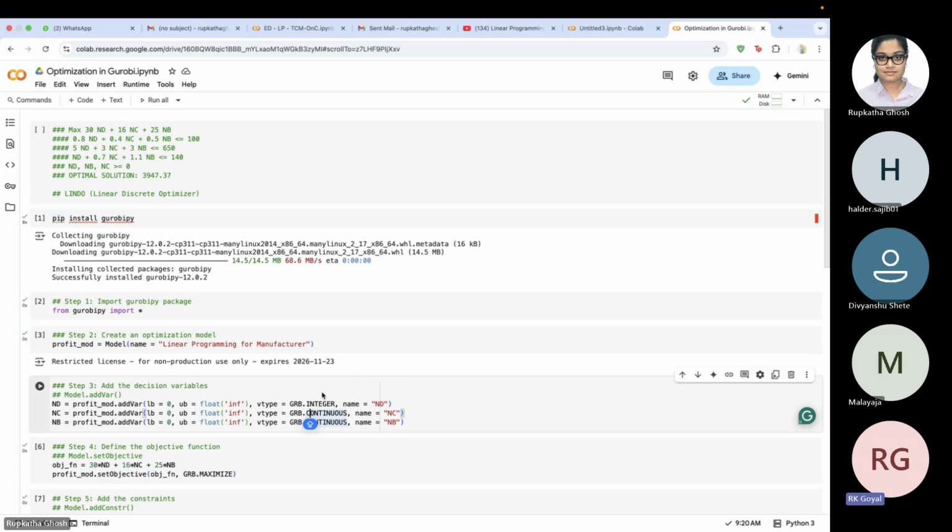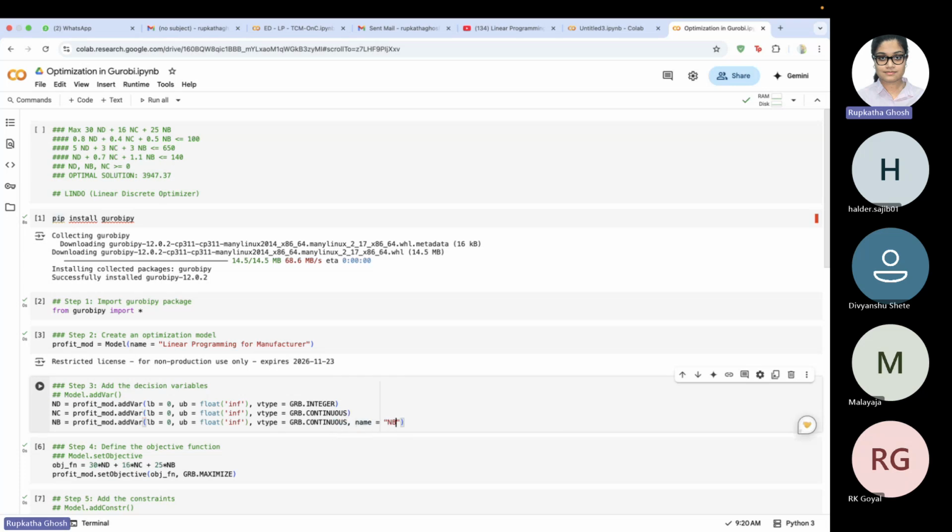I have a query at this point: why are we repeating the same names, like name is equal to ND or name is equal to NC? Is there any other purpose of reassigning or giving a name here, because we have already assigned the return value to the variables ND, NC, and NB? There is no problem. You can always choose not to give a name here. This is just to show. Even if you don't give this, the model is not going to be affected. This is just your call whether to give or not. I do it because I like writing things completely.